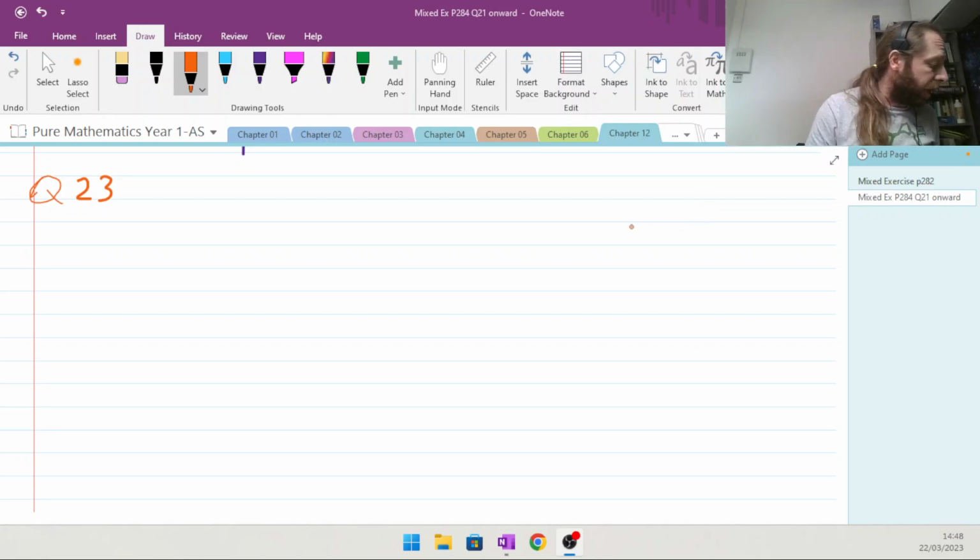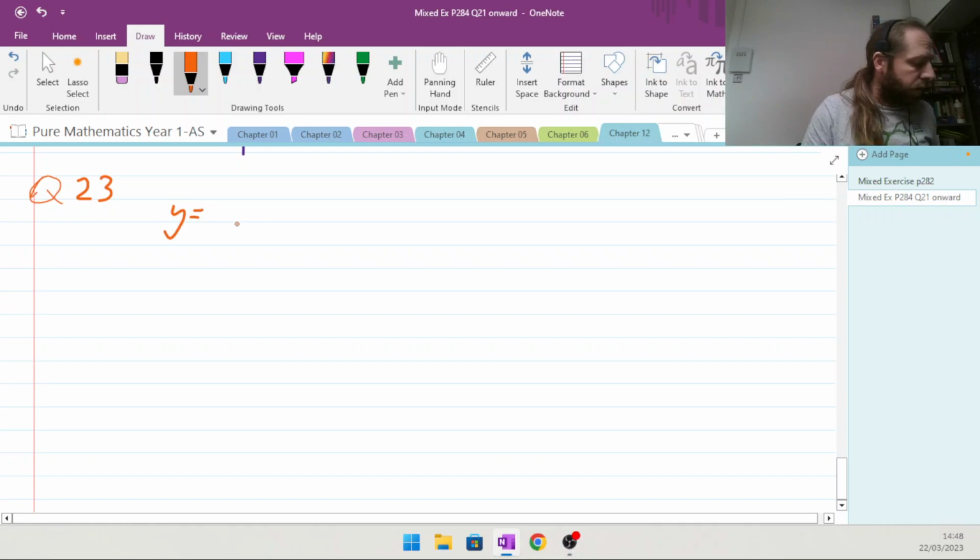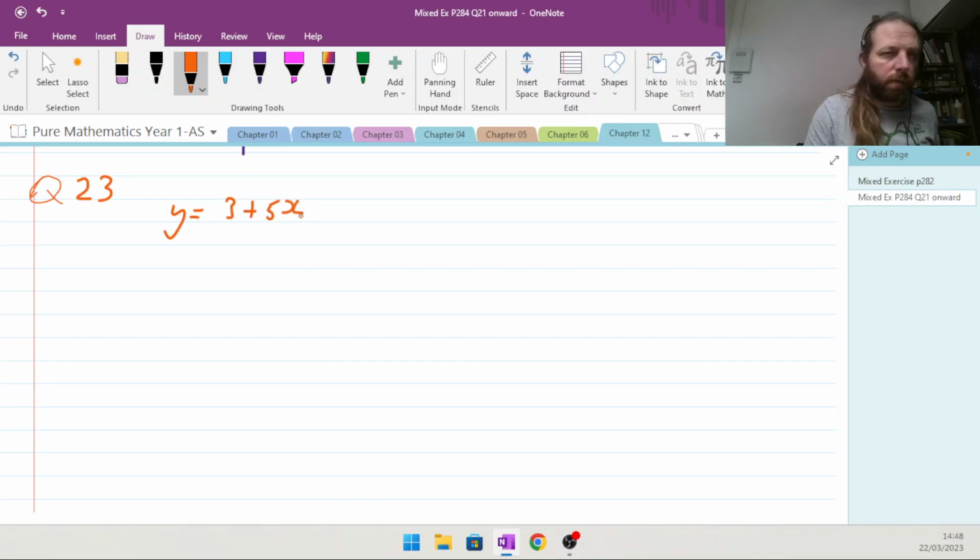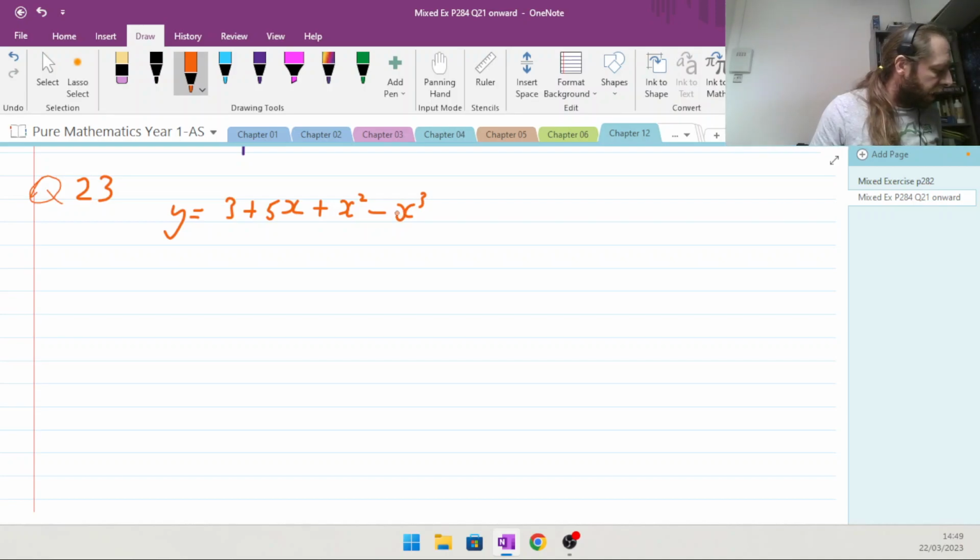Question 23. The diagram shows part of a curve which has y equals 3 plus 5x plus x squared minus x cubed. The curve touches the x-axis at A and crosses the x-axis at C. The points A and B are stationary points on the curve. Show that C has these coordinates.